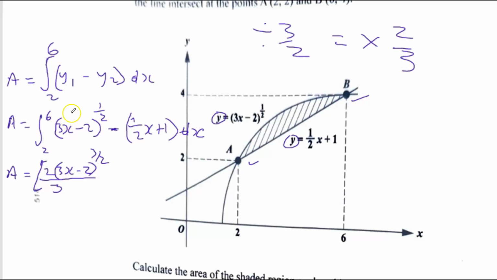And with the reverse chain rule, we divide by the coefficient of x in the function inside, that's positive 3. Not the constant, the x coefficient, which is positive 3. Since when you differentiate 3x minus 2, what you get is 3. Alright? Now we're going to integrate.